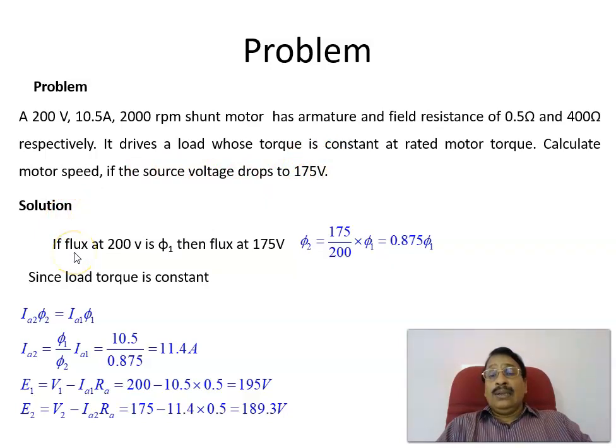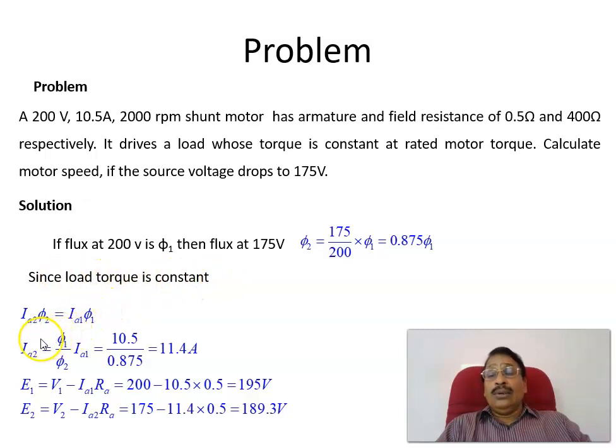Coming to the solution: if the flux at 200 volt is phi 1, then the flux at 175 volt, phi 2, because flux is proportional to the voltage, is equal to 175 divided by 200 into phi 1, which is equal to 0.875 phi 1. Since the load torque is constant, the armature current changes accordingly.